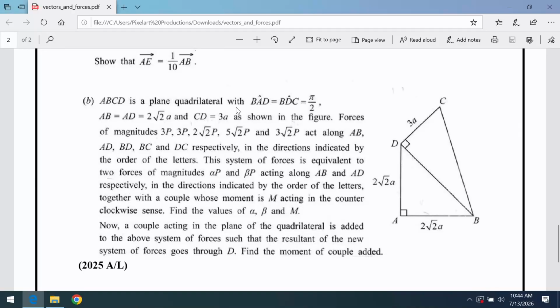ABCD is a plane quadrilateral with angle BAD and angle BDC equal to 90 degrees. You can see this is a 90-degree angle, and here also we have a 90-degree angle. According to the diagram, these lengths are 2 root 2a, 2 root 2a, and this is given as 3a, as shown in the figure. Forces of magnitudes 3p, 3p, 2 root 2p, 5 root 2p, and 3 root 2p act along these sides respectively. So you have to take them in order and read well, and always double check when you draw the diagram.